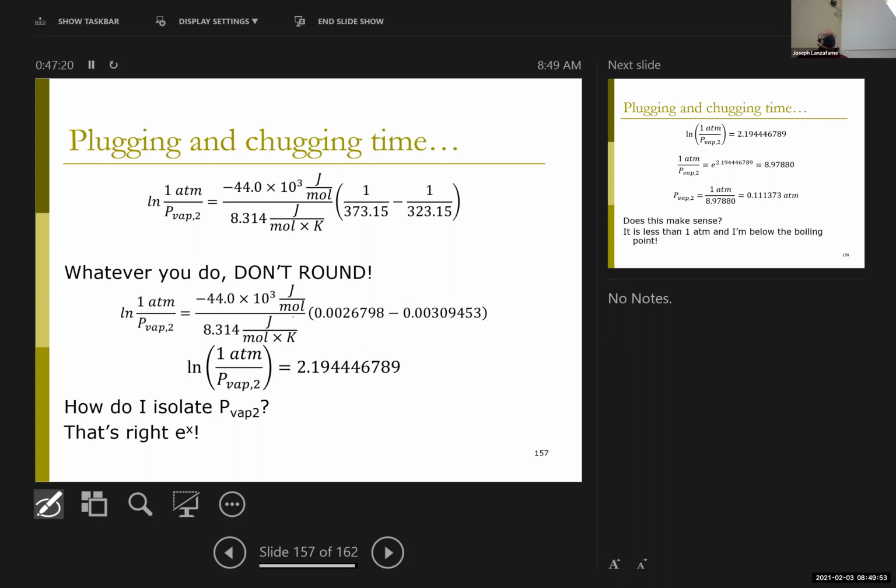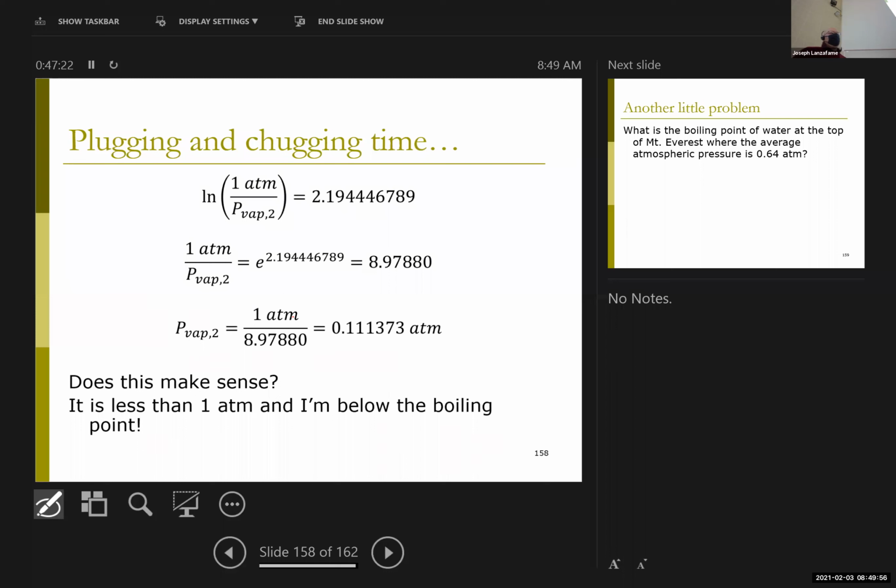But that's okay. At this point, it's easy to get rid of. I just need the anti-log, which is e to the x. So I essentially raise e to both sides because e to the log essentially cancel each other, and e to the 2.19 is just a number, right? And then I can solve for the vapor pressure. And I get 0.111373. Again, at this point, rounding probably makes sense. I really don't need more than 2 or 3 sig figs probably.